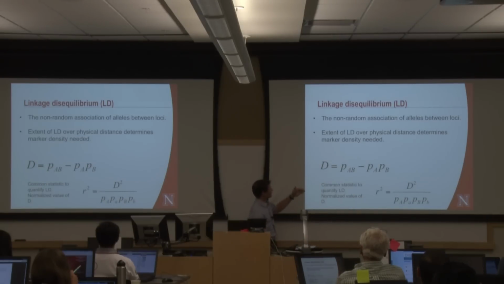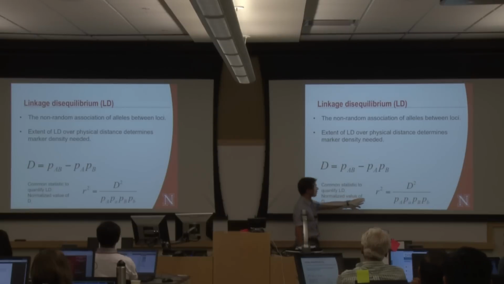Now, this is the most basic statistic. It ranges anywhere from 0.25 to negative 0.25, but it only actually reaches those limits when the allele frequencies are at 0.5. Whenever the allele frequencies are less than 0.5, the most that D can be is less than 0.25. So a very convenient thing to do is to standardize this D statistic into something we call the R-squared statistic. This is what you see in all the GWAS studies, this decay of R-squared over physical distance. It is simply a standardized value of D by the allele frequencies at that locus.